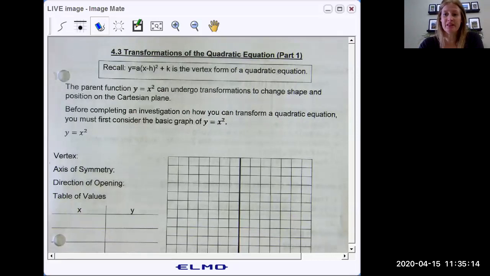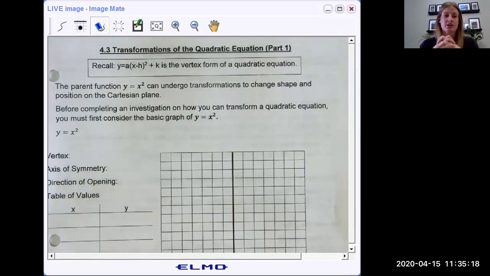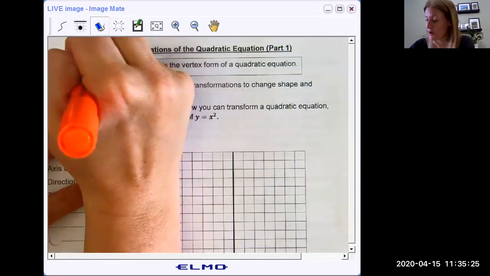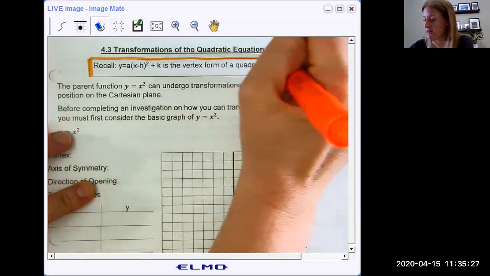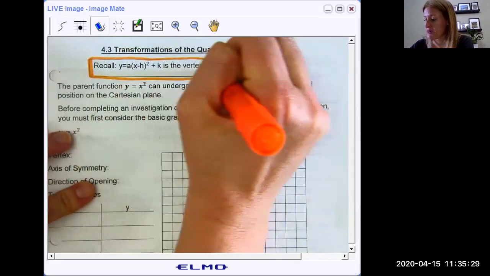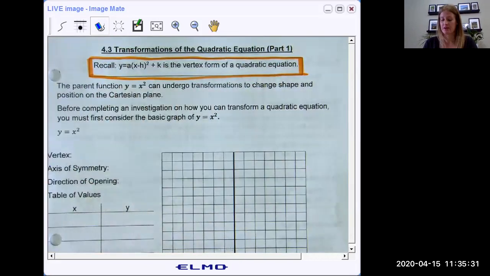All right, guys, well, let's get started here. So today we're going to look at what we call transformations of the quadratic equation. So yesterday we were introduced to the vertex form of the quadratic relation, which was y equals a bracket x minus h squared plus k.